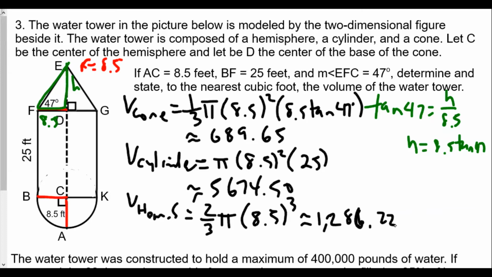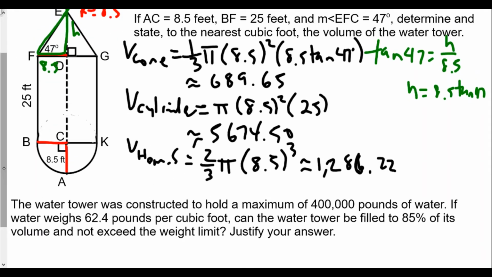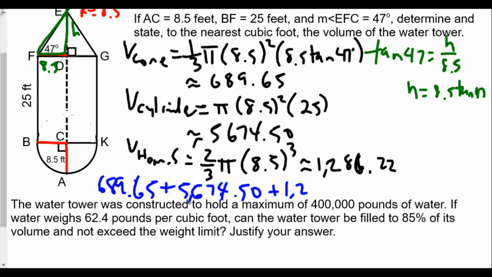Now we're going to take all those three and add them together. In this case, I'll use blue. We have 689.65 plus 5,674.50 plus 1,286.22. Now, you can add these together, but you know what though?